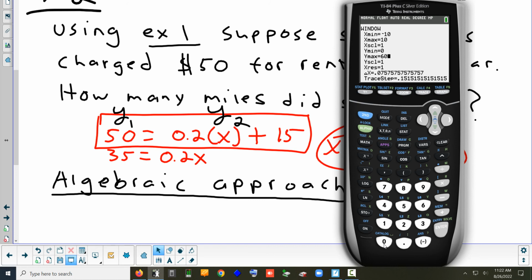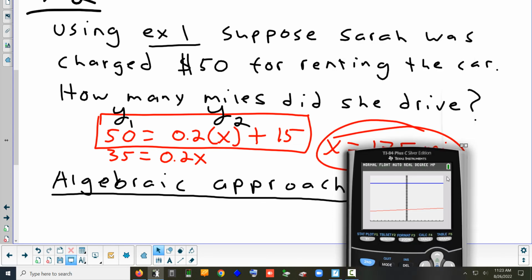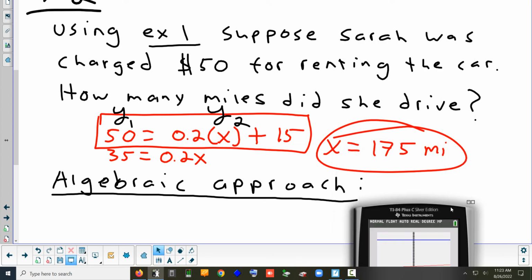So let's just hit graph and see what we have right now. Here's my line at 50. And that's the cost to rent the car. Now, you're looking at the cost from 0 to 10 miles, because that's our x. Well, actually, you're looking at negative 10, which doesn't even make sense. But you're looking at 0 to 10. We already know how many miles it's going to be. It's going to be 175 miles.